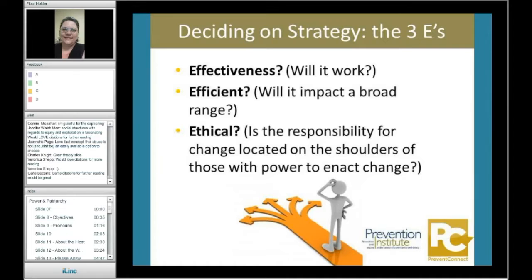Are we placing the responsibility for change on the shoulders of those who have the power to enact change? And so if the strategy is unfair to the most vulnerable, then we are outside of the pursuit of social justice, and the strategy is just not equity-based, and we won't move forward on it.